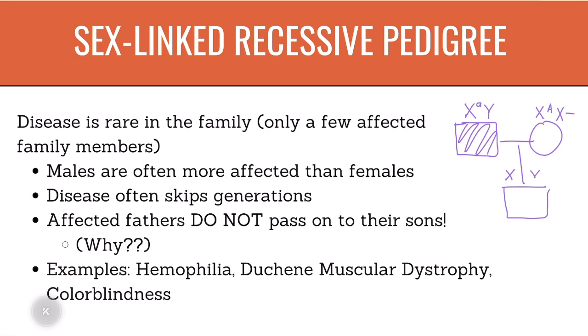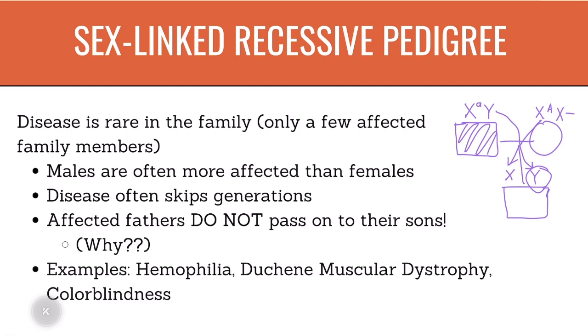But if I'm the son, I am chromosome XY. Where did I have to get my Y from? It had to have come from dad. So that means if you're a boy, your X had to have come from your mother. So because of that, fathers do not pass on a sex-linked disease to their son because they are giving their Y chromosome to their son and not their X. So the mother would be giving her X chromosome to her son.